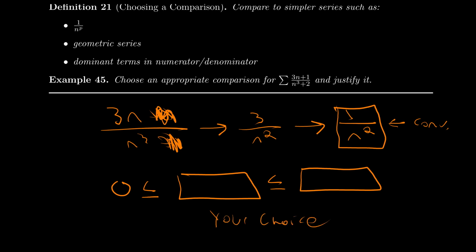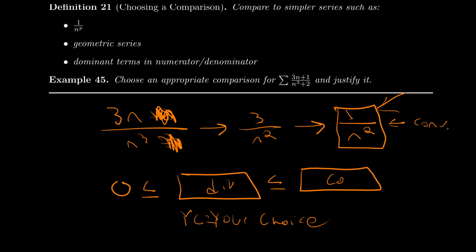Because remember, you determined this guy. So if you put your choice here, then you're saying that the term diverges. If you put your choice here, then you're saying that it converges. You're not saying that your choice converges or diverges. You're saying that the original thing converges or diverges, right?